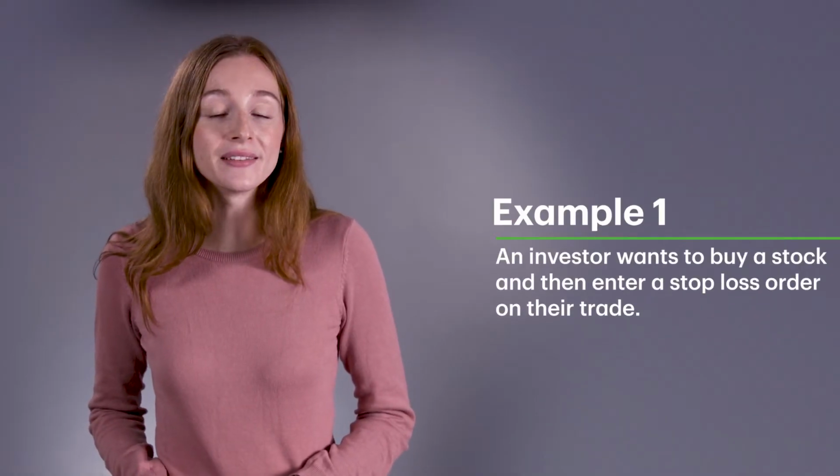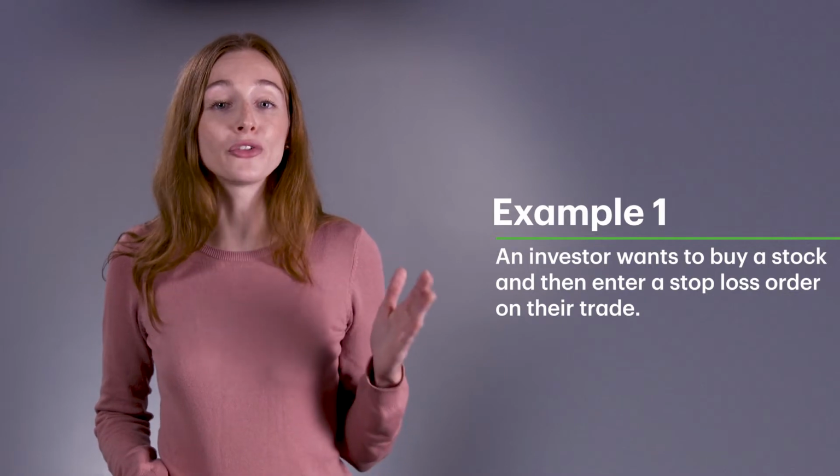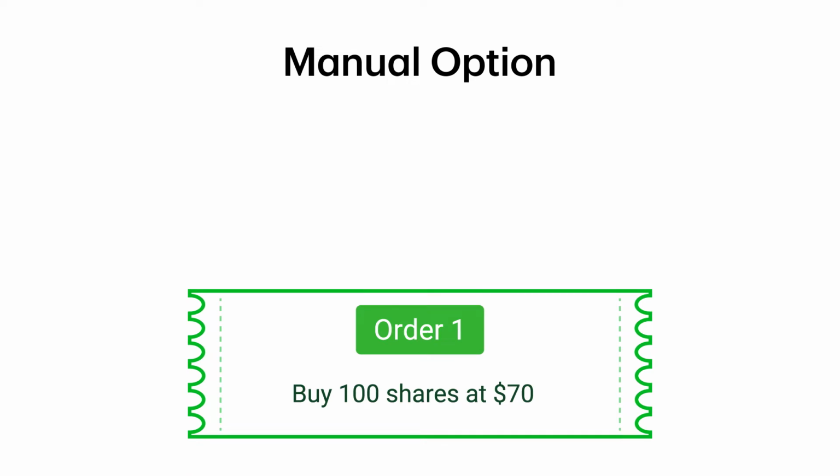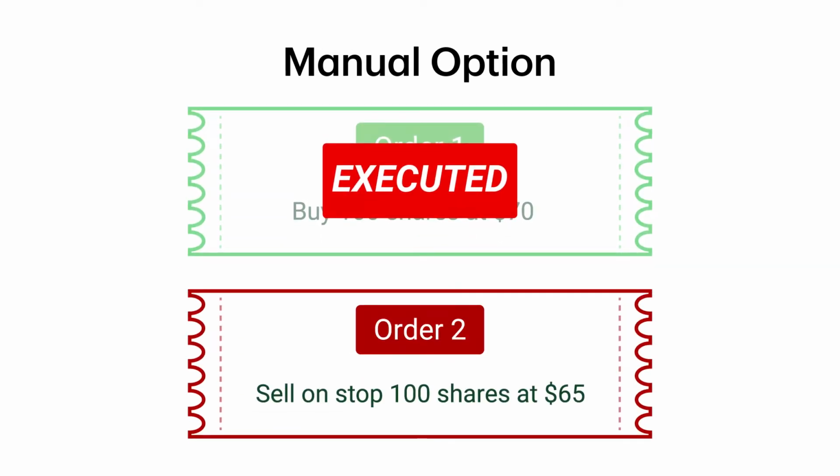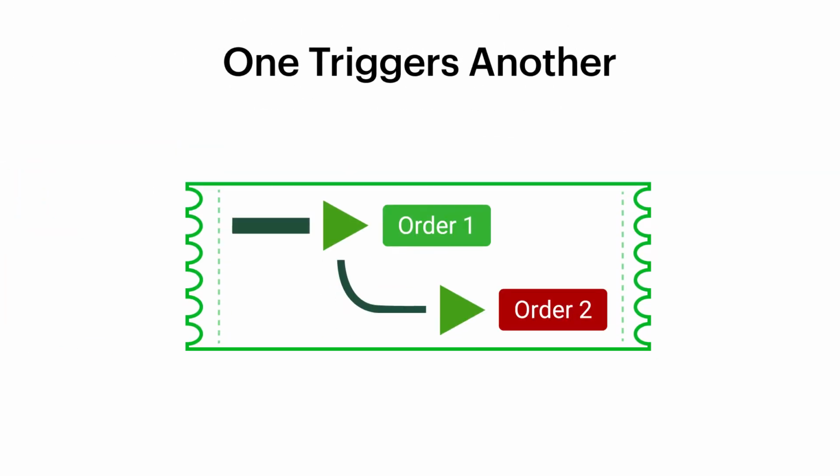To see how this works, let's look at a 2-part order first as 2 separate manual orders, and then as an automated one triggers another order. In these scenarios, an investor wants to enter a stop-loss order on their trade. With the manual option, the investor first buys 100 shares at $70. They wait until that order is executed before they can create a second order ticket to sell on stop 100 shares at $65.